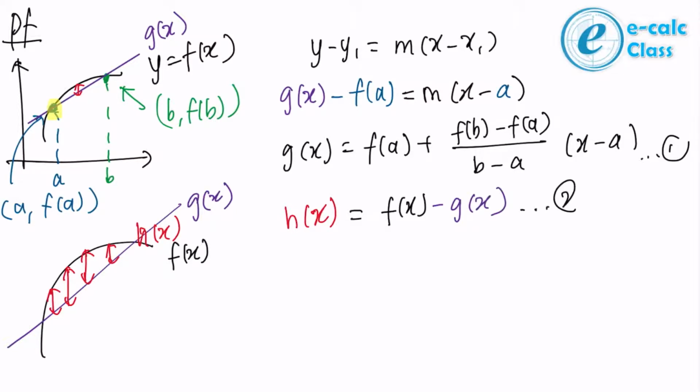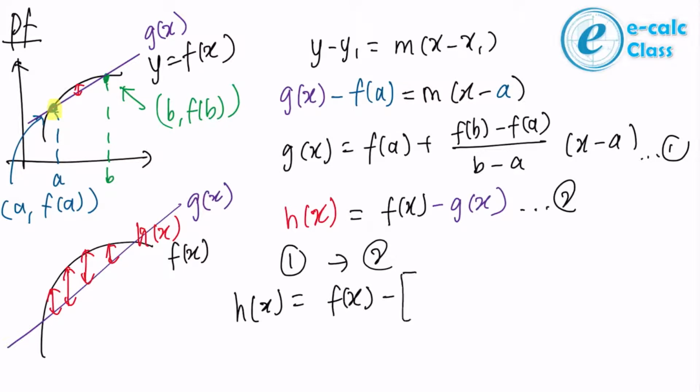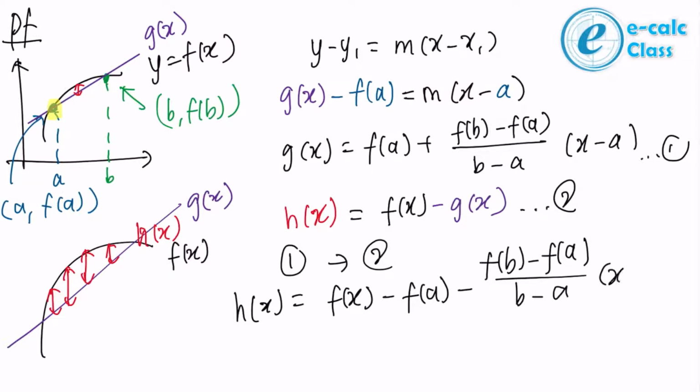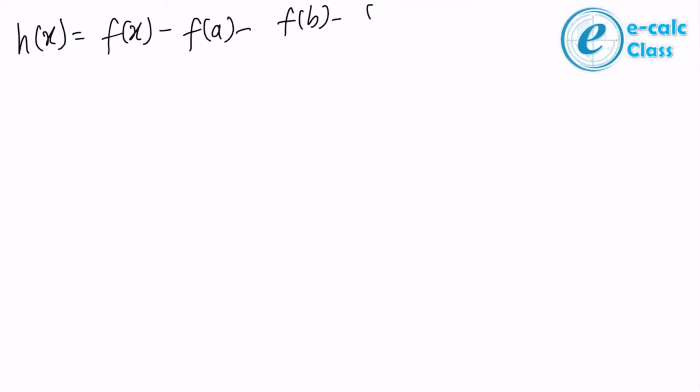I think this is the most colorful slide in today's lesson. Okay, and now we substitute equation 1 into equation 2. We'll have h(x) equals f(x) minus the entire thing here, f(a) plus, which I think I just straight away open the bracket, (f(b) minus f(a)) over (b minus a) times (x minus a). Okay, I'm running out of space, so I move on to the next slide. Let me copy down whatever we have there. h(x) equals f(x) minus f(a) minus (f(b) minus f(a)) over (b minus a) times (x minus a).